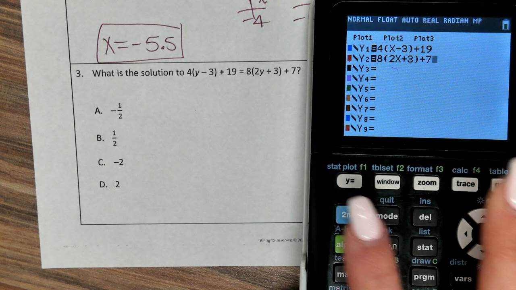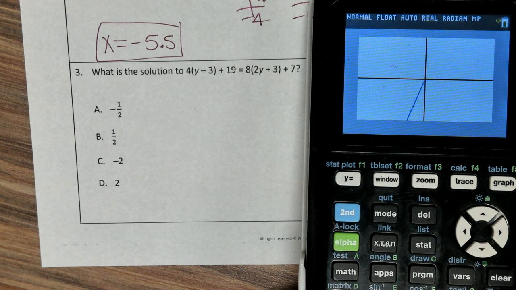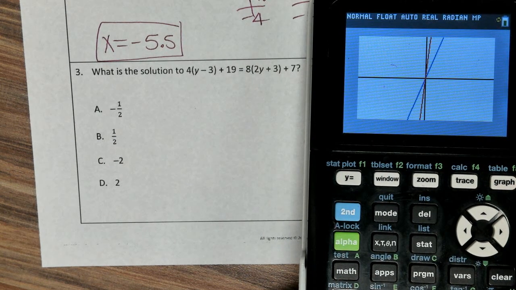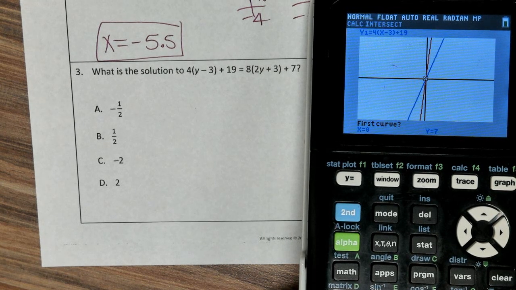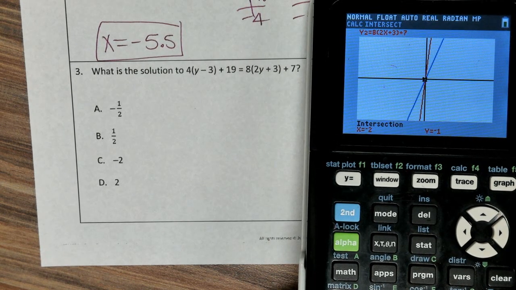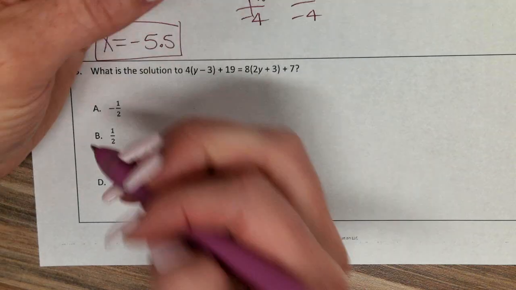And now I hit second trace, option 5. When I watch it graph, I'm looking to see if it's parallel lines, because if it is, it should be no solution. I hit enter, enter, enter, and it is negative 2.